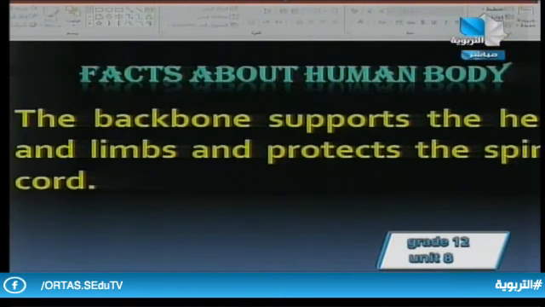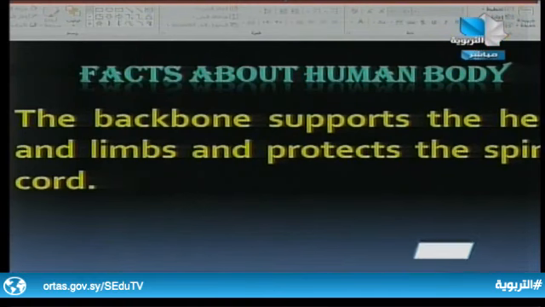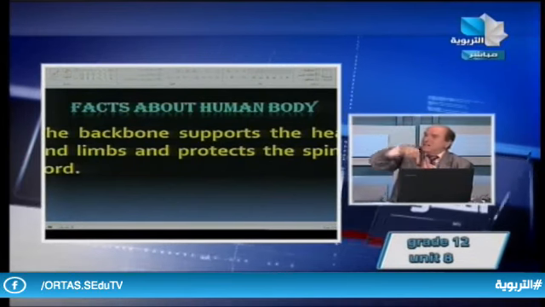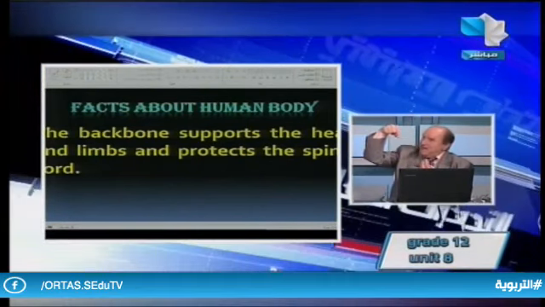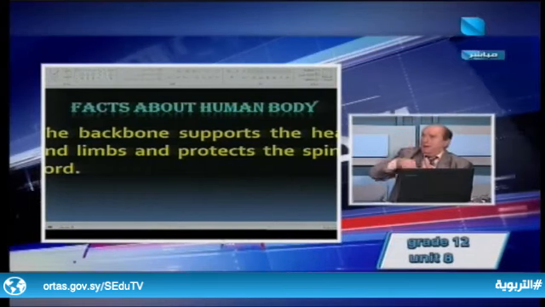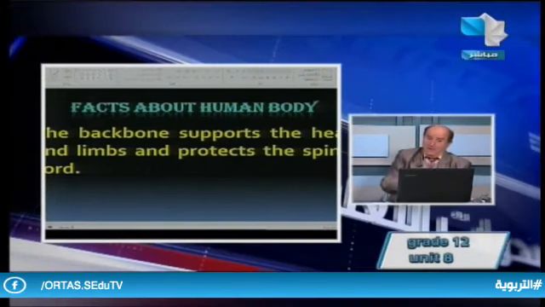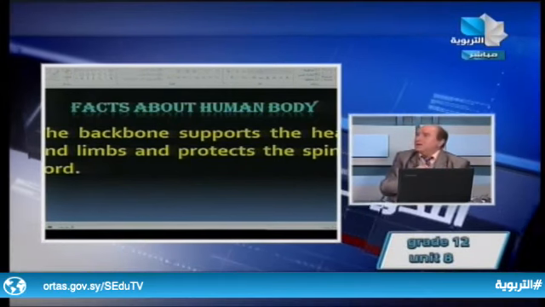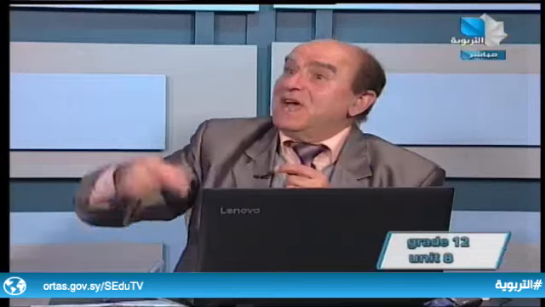Where is the spinal cord located? It's inside the backbone. It is in the middle, it passes through it. Exactly. It goes through the backbone. It is called the spinal cord. It's a long line that stretches from the brain, exactly, from the upper part of the backbone to the lower part of it. Good.